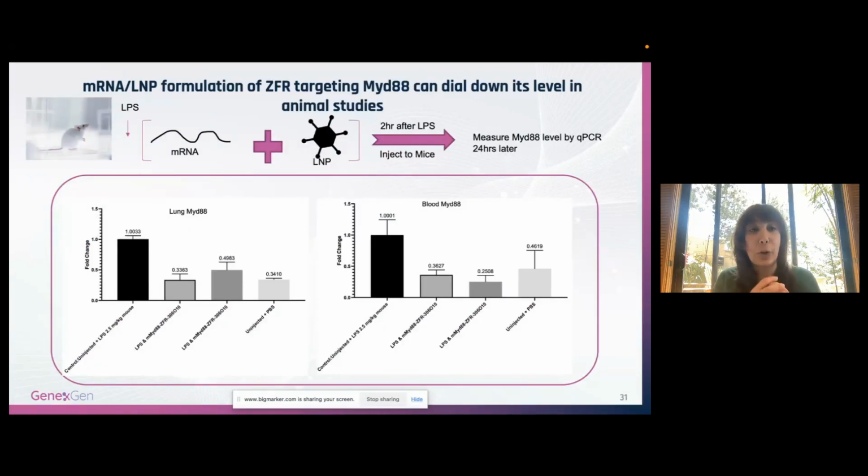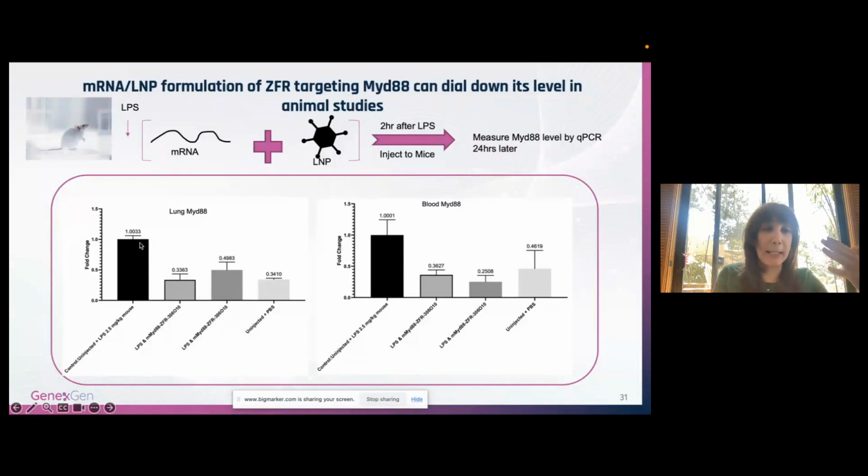And then we have also shown that in the context of a heightened inflammatory state, such as induction of LPS-based septicemia in mouse, if we inject these mice with our Unigen chassis, which combines the LNP and mRNA that suppresses MyD88, we can control the MyD88 level, similar to animals that are in a non-septicemic state. So this is the septicemia animals.